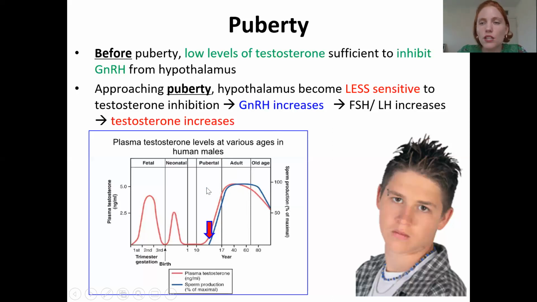And notice that once they've been reset to adult levels, the sperm production stays fairly consistent, again, throughout most of their life. Okay, so men can produce sperm for long periods of time in their life, well into advanced age. Okay, so that's one major difference between males and females.